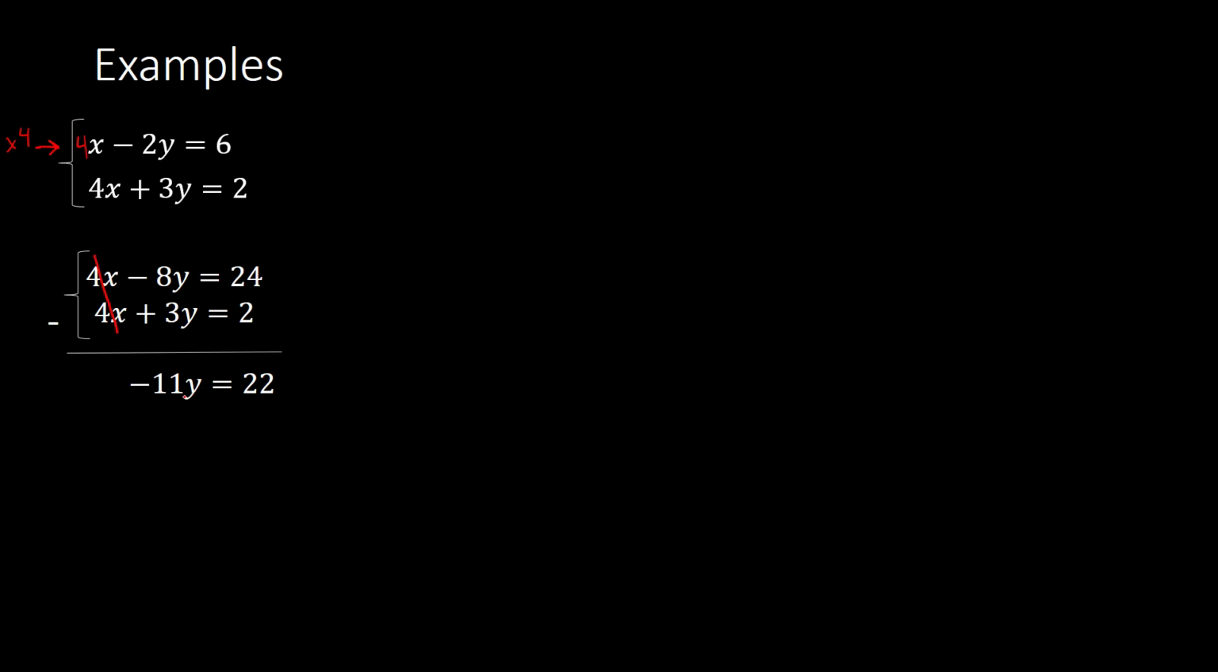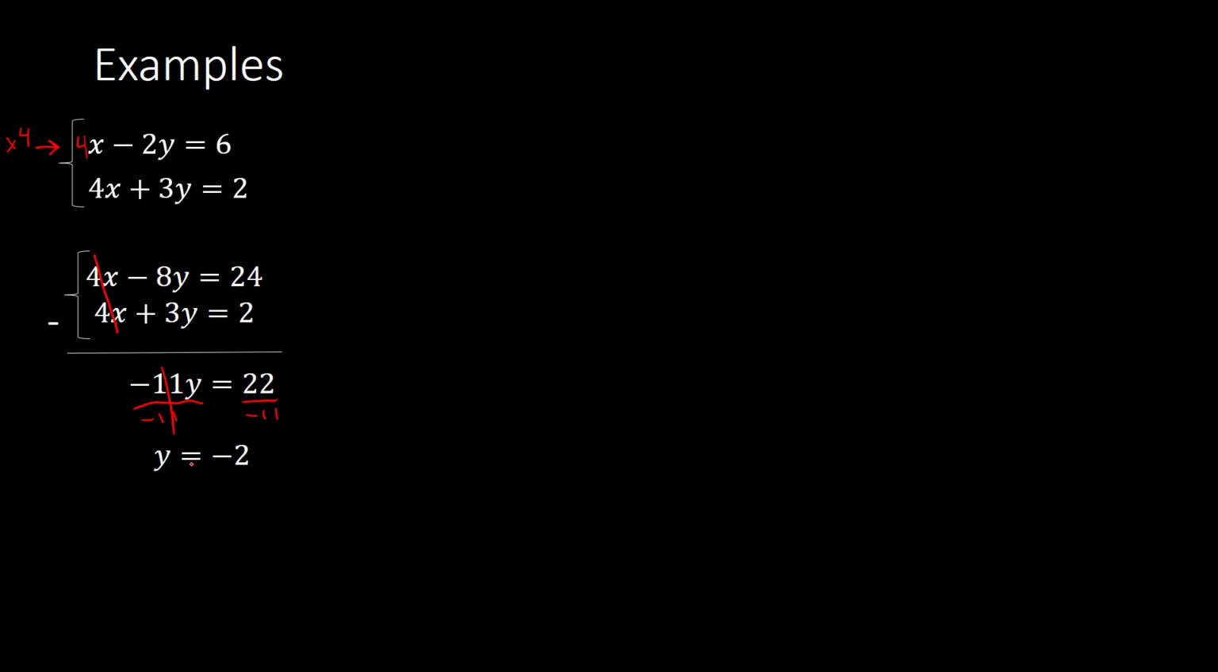So then to solve for y, I need to get rid of the negative 11. And this is negative 11 times y. So to get rid of the negative 11, I divide both sides by negative 11. And when I do that, I now have positive y equals 22 divided by negative 11, which would be negative 2. So I'm halfway done.